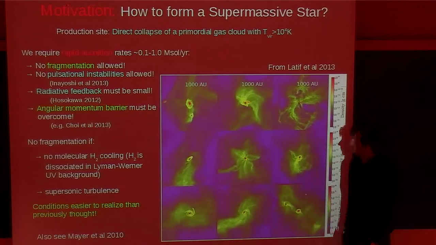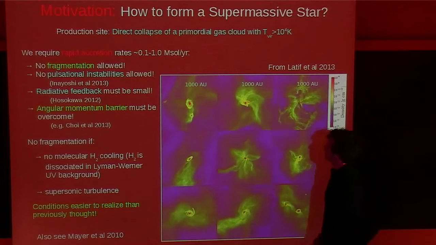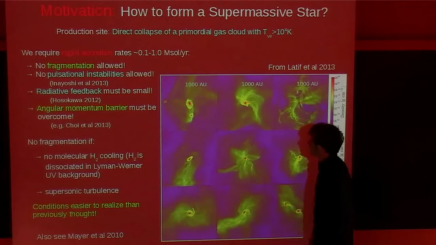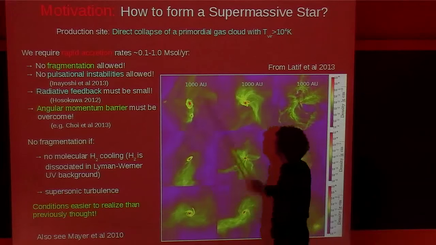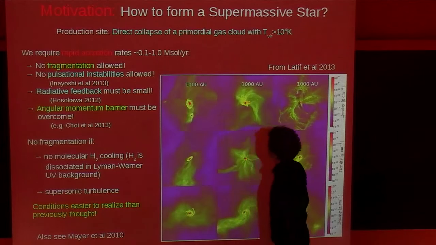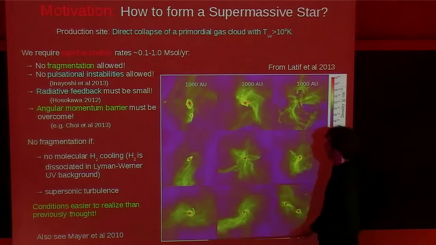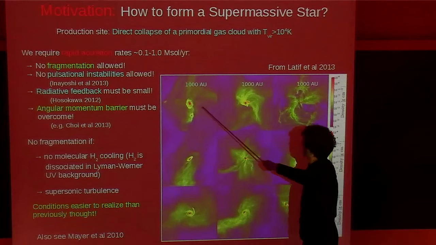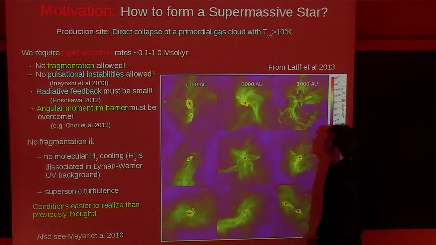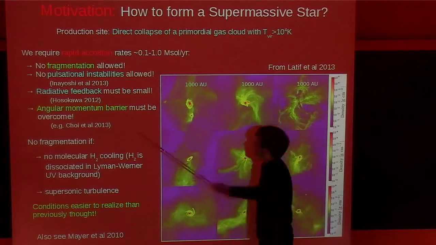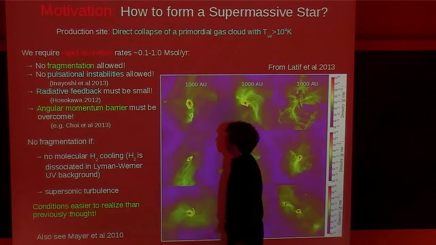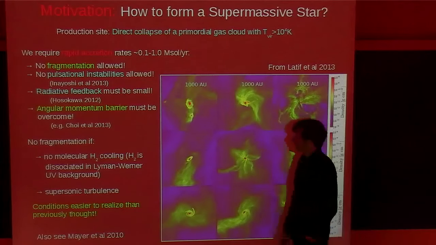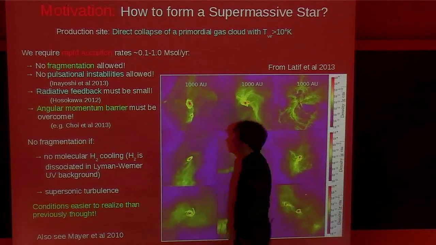So the production side of these supermassive stars could potentially be happening in the direct collapse of a primordial gas cloud. So you require rapid accretion rates down to the center of the primordial gas cloud, and in order to have these high accretion rates, you have to avoid fragmentation during the collapse of the gas cloud, and also the angular momentum barrier must be overcome.